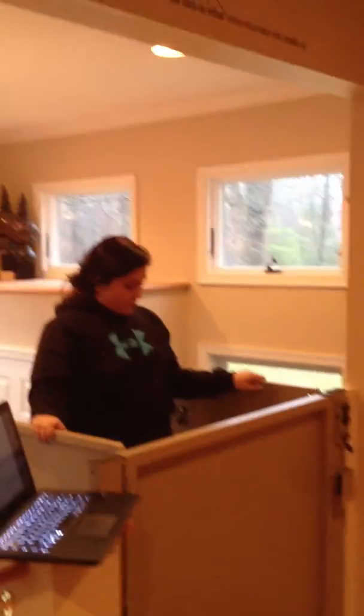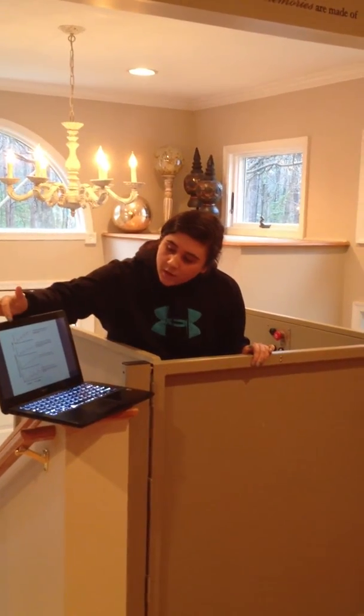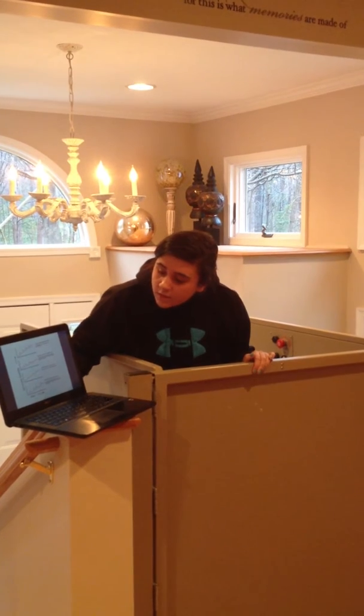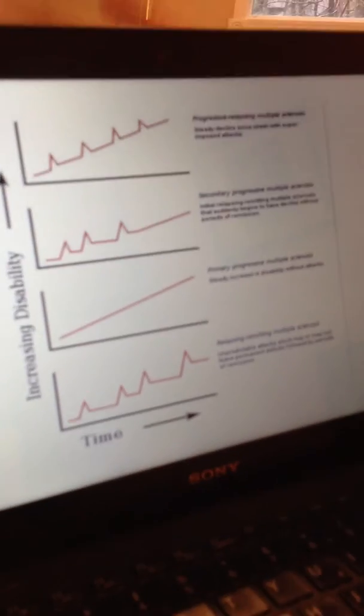People with multiple sclerosis can experience one of 4 disease courses, which can be relapse-remitting, secondary progressive, primary progressive, and progressive relapsing. To give you an exact representation of the different kinds, I put a chart where the y-axis is increasing disability and the x-axis is over time. For progressive relapsing, it's a steady decline with some attacks. So you see the increase in disability, but you'll have some attacks over time.